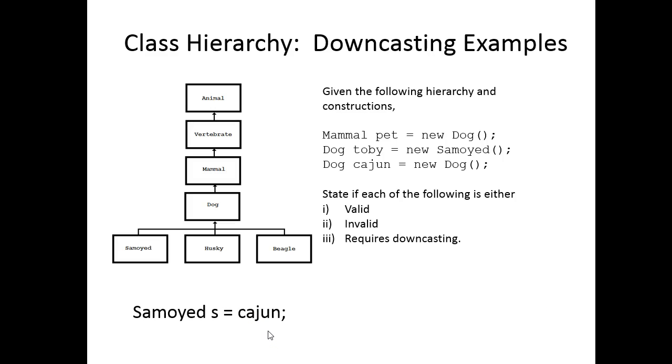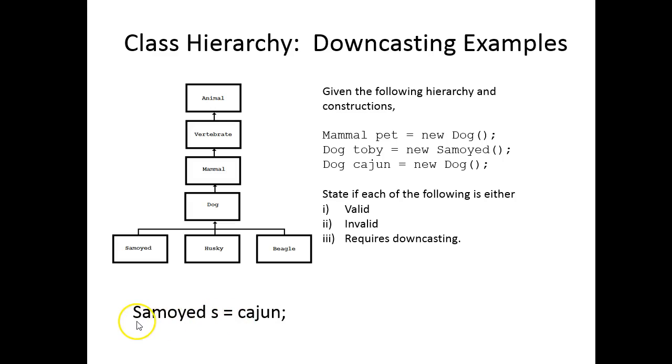Samoyed S equals Cajun. So again, we're going to look at this in two ways. We're going to look at this at compile time, and we're going to look at this at runtime. So at compile time, what do we see? We see that dog Cajun, so it's a dog reference, so we're going to assume a dog object. And then at compile time, so Samoyed S.